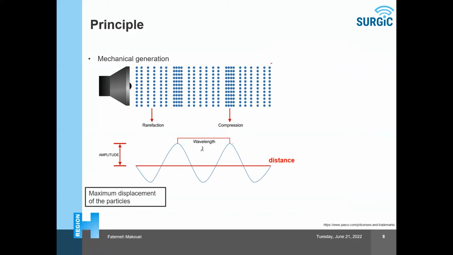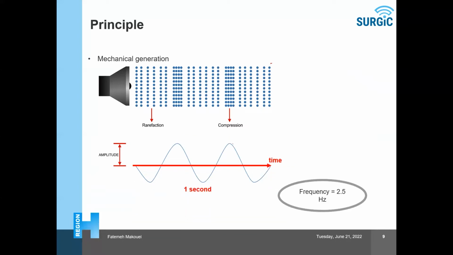Then we have amplitude. When a wave passes through a medium, the particles of the medium start moving. The maximum displacement of the particles from their original undisturbed position is called the amplitude of the wave.